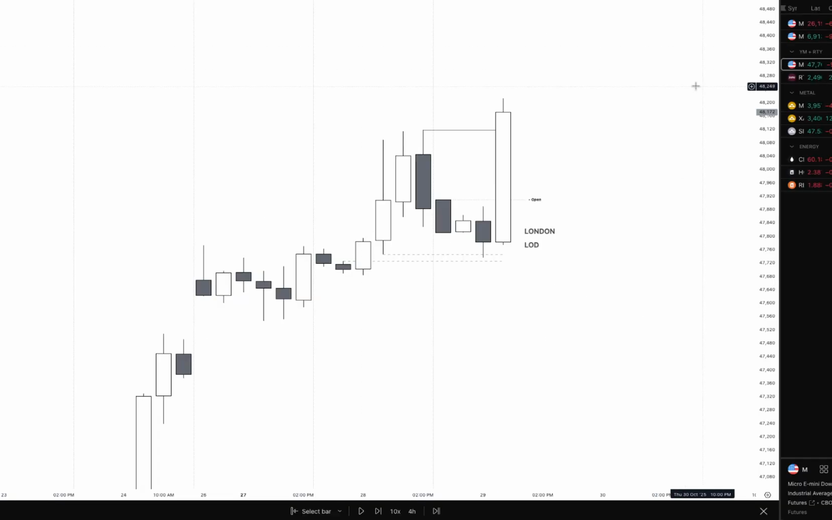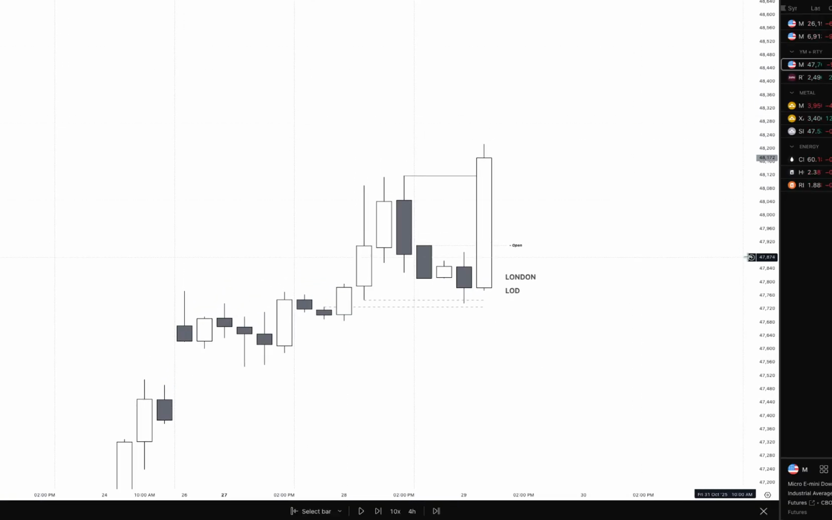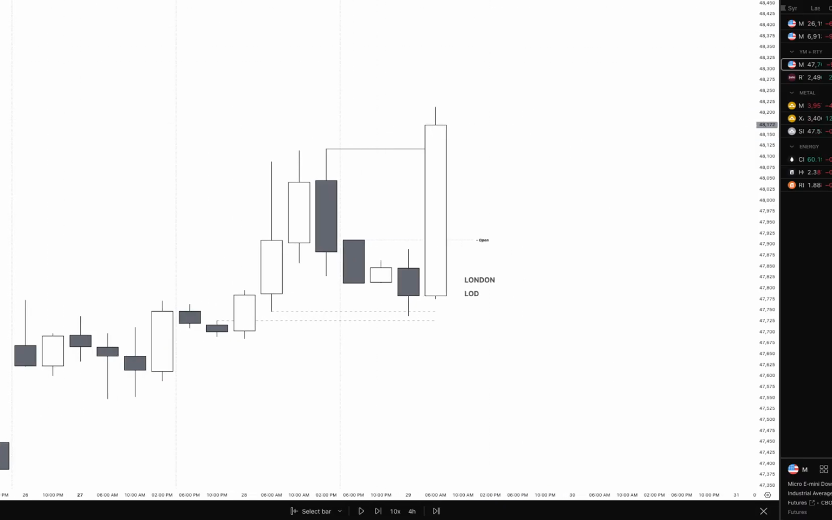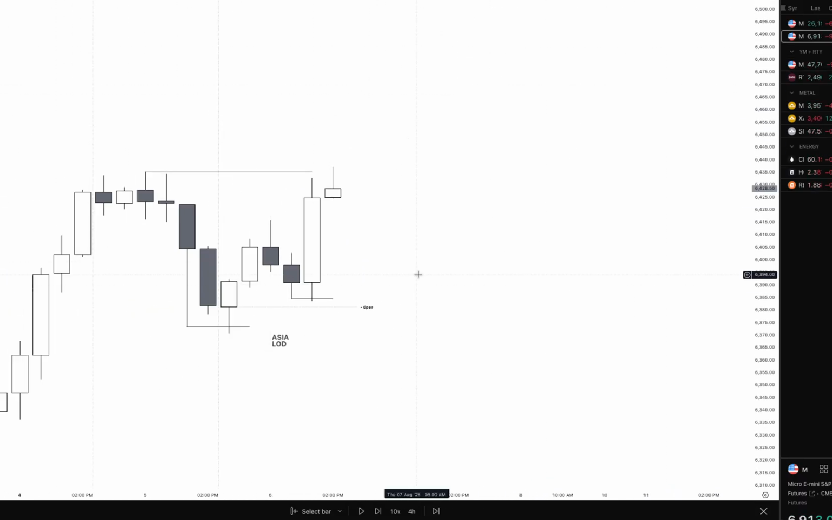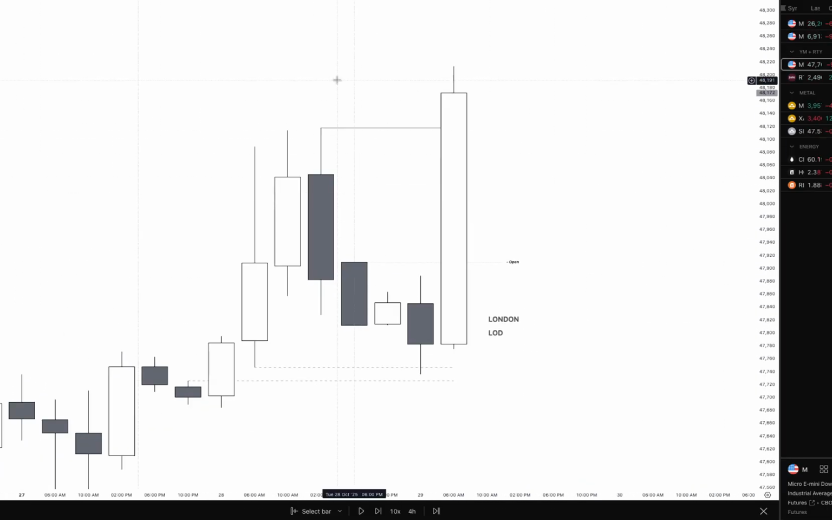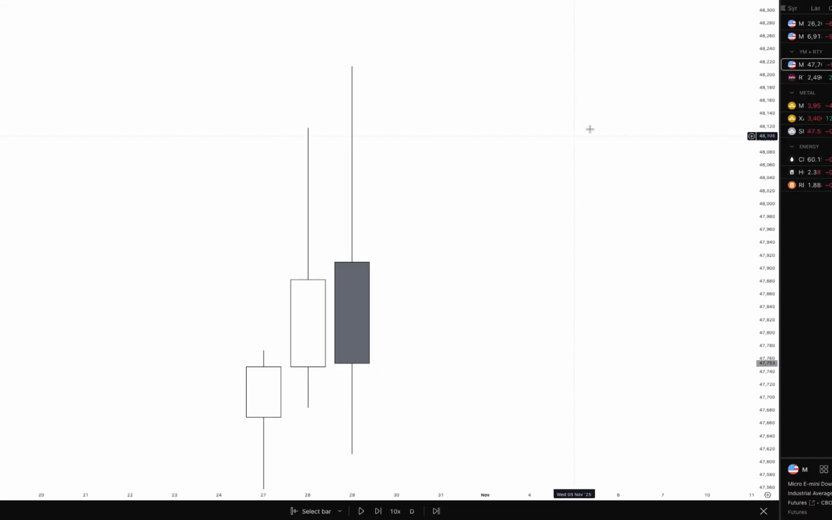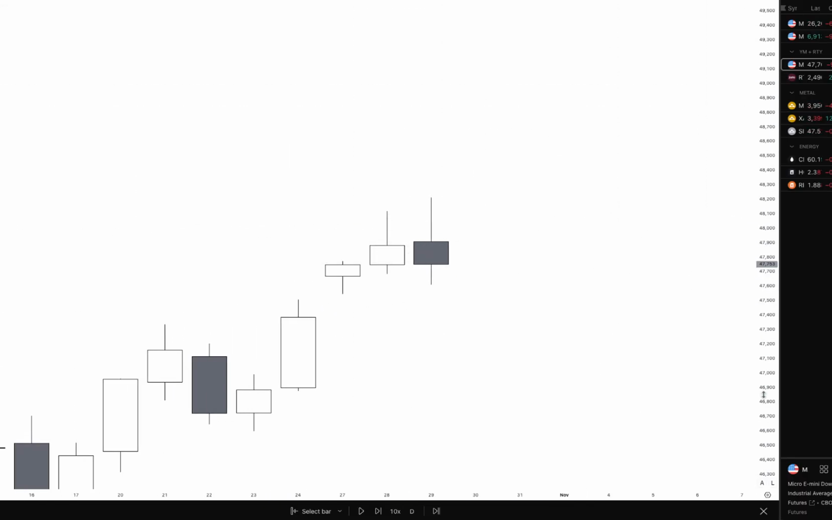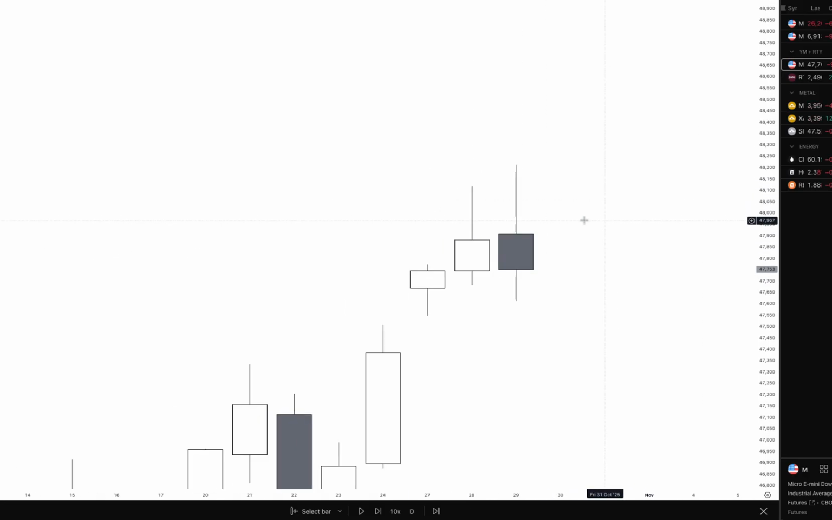I'll show you 3 trades that I took. Not actually 2. I didn't take this one, but it's a good example. Here we have continuation signature. Well, you can't see it now because the candle's already closed.